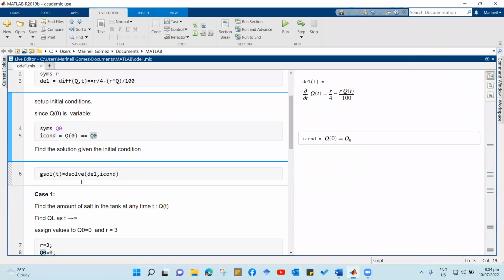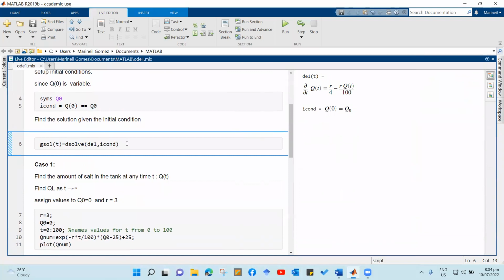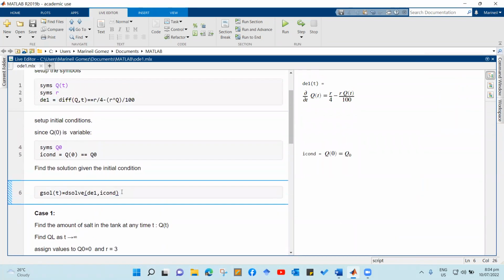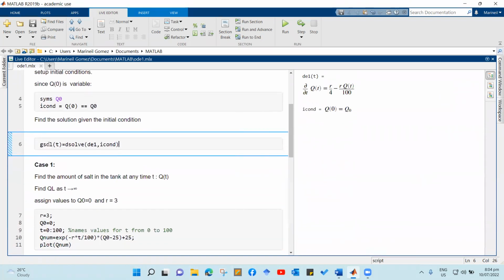Okay, moving on. Now we get the general solution for this equation. I put it as gsol as a function of t. So we use solve, which is one of the solvers, not the only one, for differential equations in MATLAB. We also have ode45. Actually, there are different solvers.